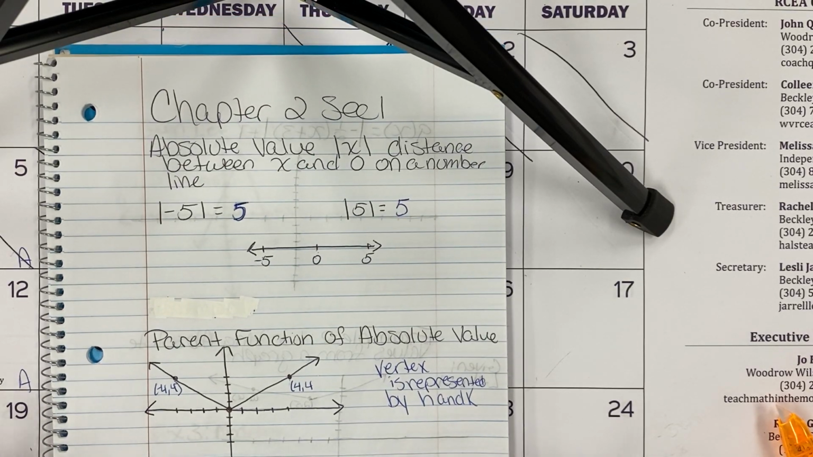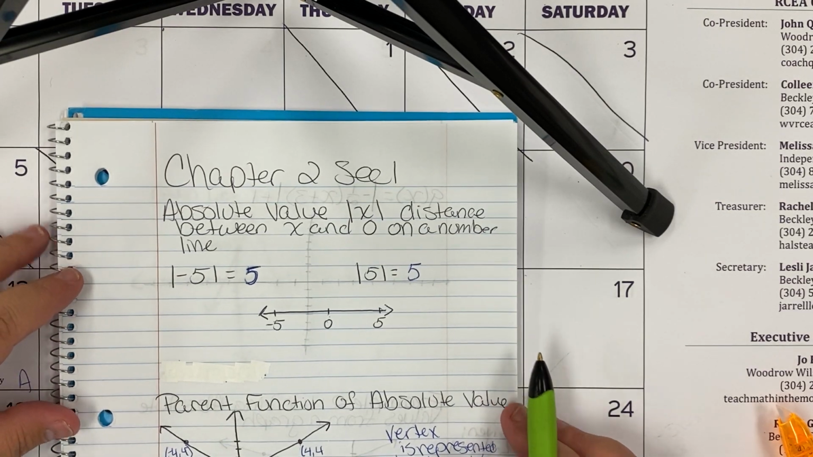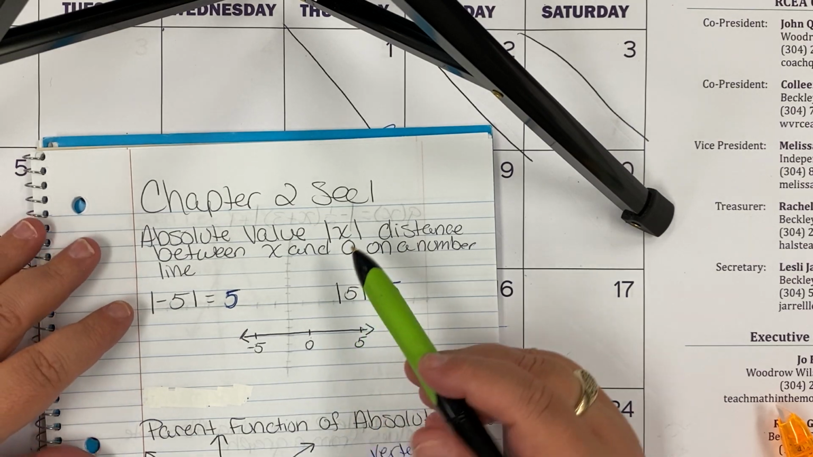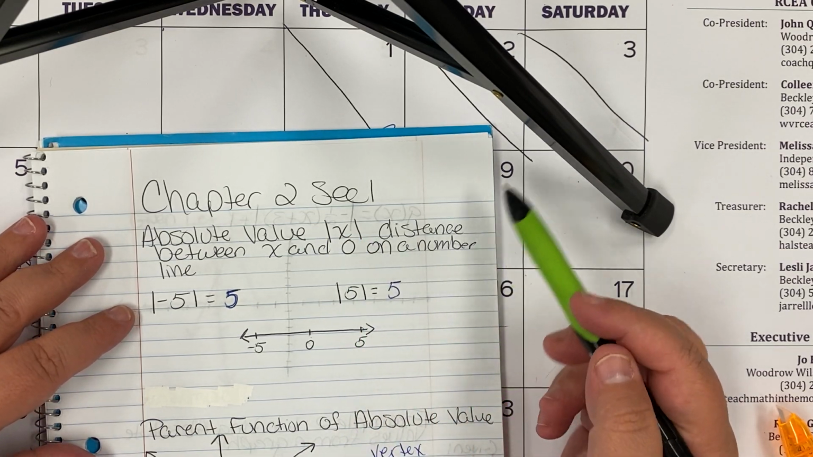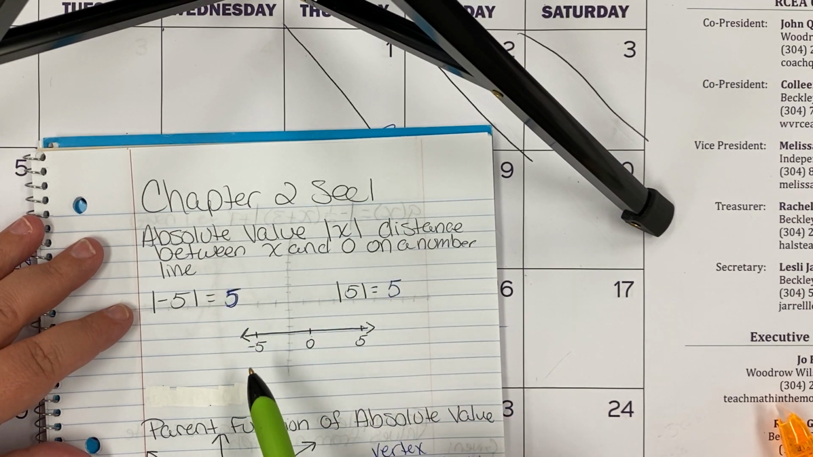Okay, chapter 2 deals with absolute value. We're going to be working with the absolute value function. The bars denote that we are dealing with absolute value. Absolute value is the distance between x and 0 on a number line.